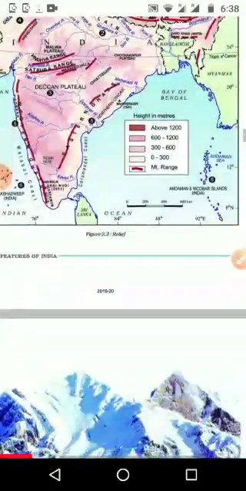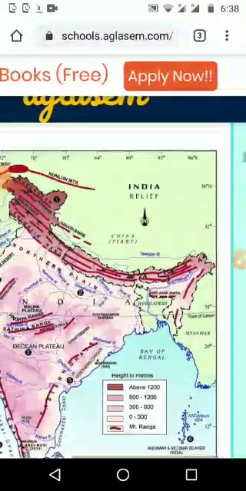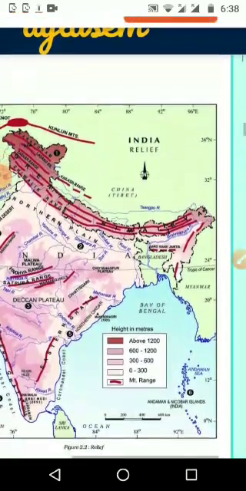Second one, northern plain. In northern plain we can see it is in two parts. Near the Ganga region one plain, and here in the Indus region also one plain we can see, and some small plains and deltas we can see in this area, and fertile soils also we can see. In another lesson you will study about different types of soil also.